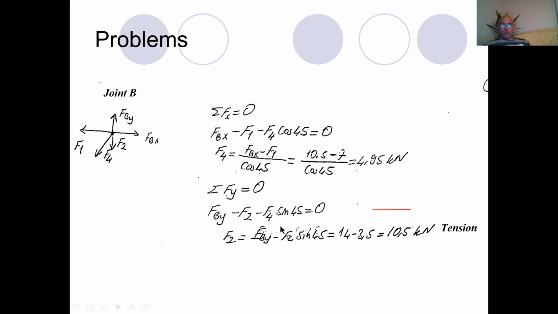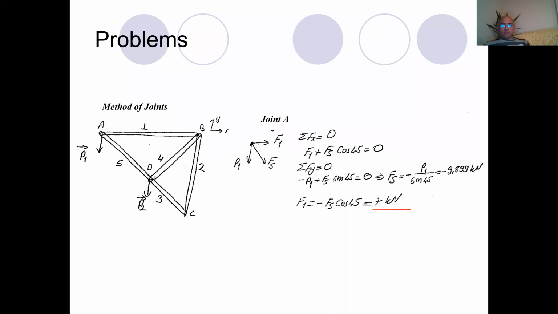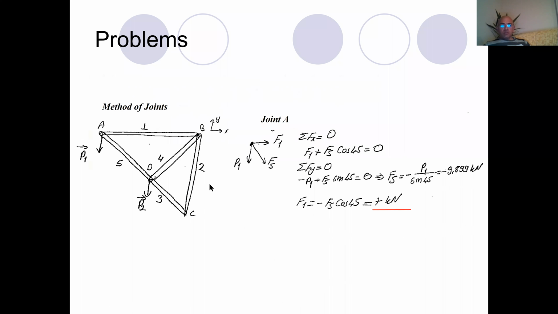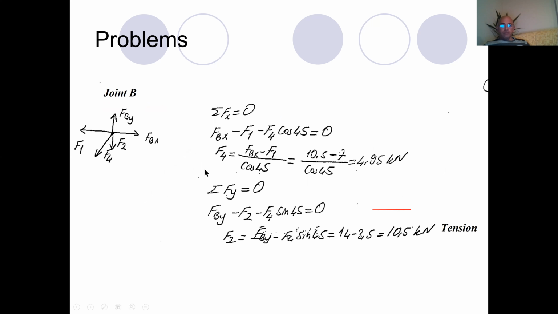Now let's focus on joint B. So joint B is here. Remember that we have two support reactions. We already calculated the force that comes to member 1. Now we have the force in member 4 and member 2 for joint B. So this is known. Now the unknown forces are the force that acts on member 4 and on member 2.